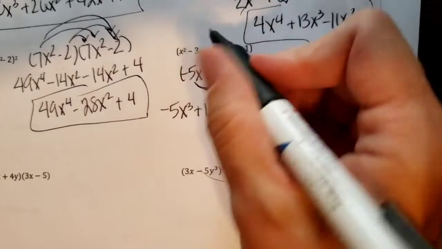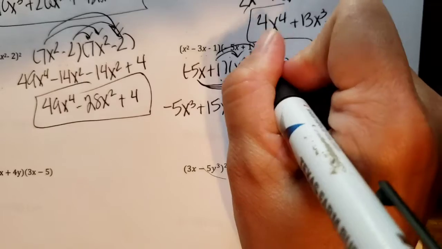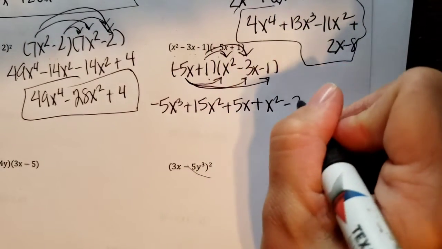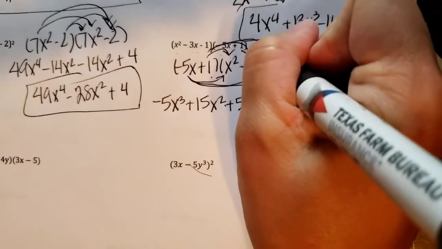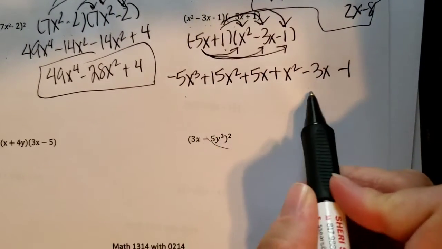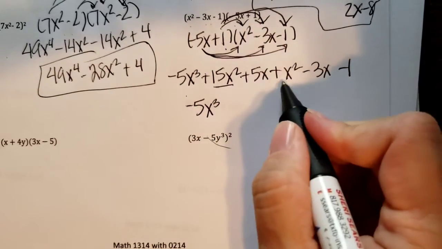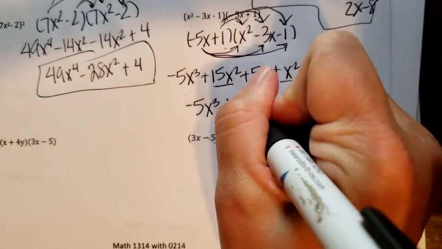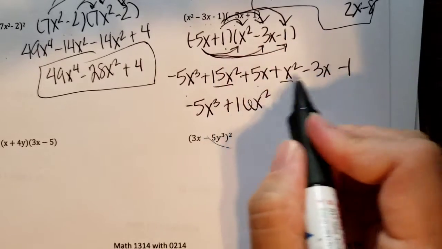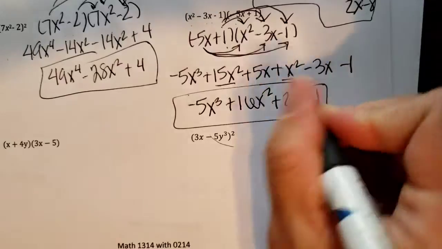Now you're going to see me distributing this 1. 1 times x squared is x squared. 1 times negative 3x is negative 3x. 1 times negative 1 is negative 1. We will combine like terms at this point. So that will be negative 5x cubed. You've got your 15x squared plus x squared, which will be 16x squared. You got your 5x minus 3x, which is 2x, and then your minus 1.